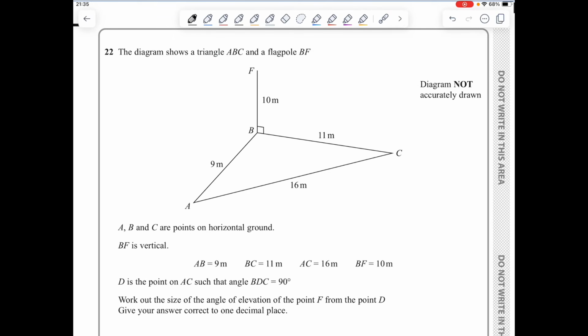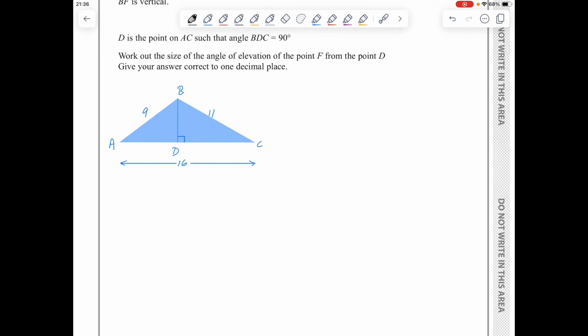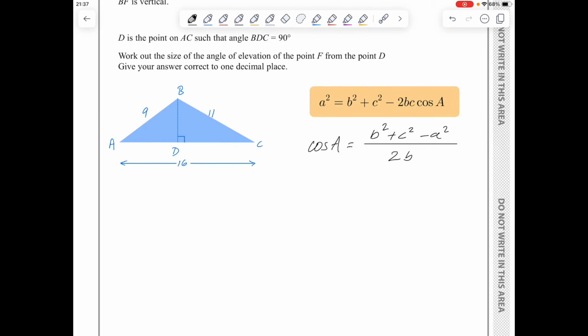I'll start question 22 by considering the triangle ABC. Now I'll draw the perpendicular from B to side AC, and I'll call this D. Now I'm going to extract this triangle below so I can find angle A. To find angle A, I'm going to use the cosine rule, and I will rearrange this to get the following. Cos A equals b squared plus c squared minus a squared over 2bc.